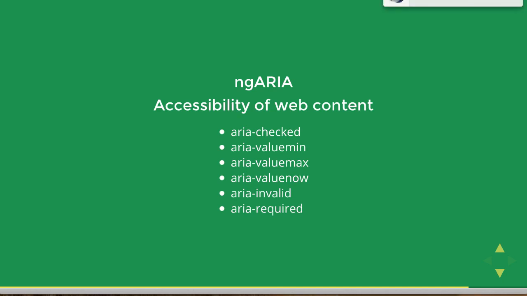ARIA is the accessibility of web content, and that helps companies support accessibility of web content by screen readers and such. The specific attributes that are supported are the ones listed here: checked, value min, value max, value now, invalid, required. Those are attributes that are going to be helpful when your project requires better accessibility of your application.